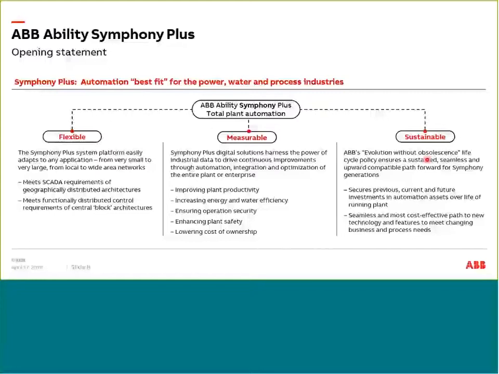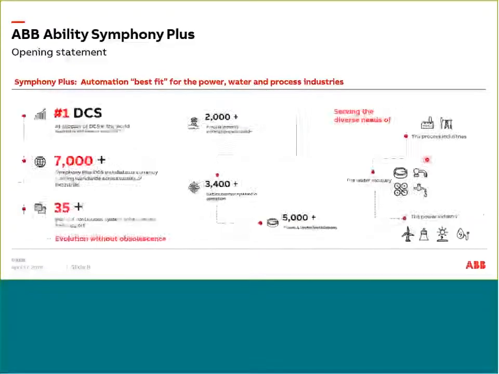And we've been doing this for 35 years since the introduction of our first generation system, the Network 90 system, and basically it provides for you to protect the investments that you make in your system and provides you with the most seamless and most cost-effective path forward to new technology and features to meet your changing business process needs.